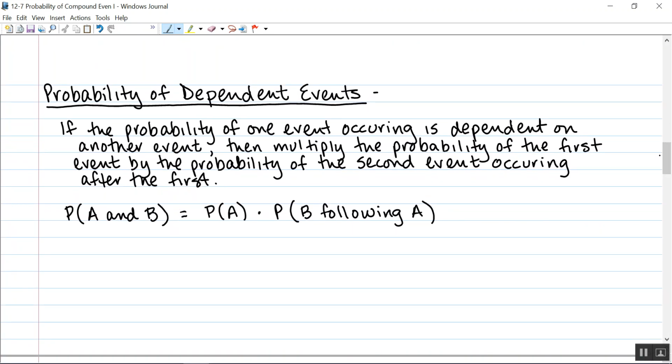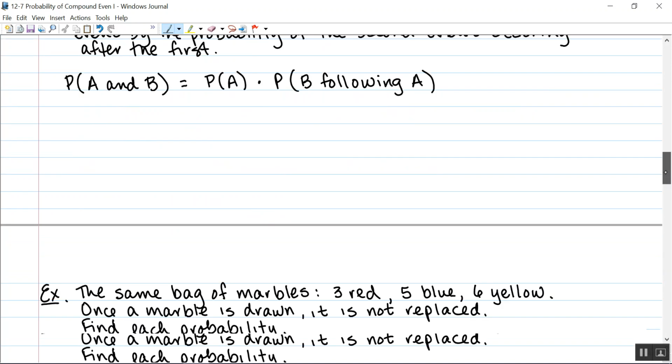Second one we're going to take a look at now is the probability of dependent events. If the probability of one event occurring is dependent on another event, then multiply the probability of the first event by the probability of the second event occurring after the first. So that's the probability of A and B occurring is equal to the probability of A times the probability of B occurring following A. Let's look at an example.